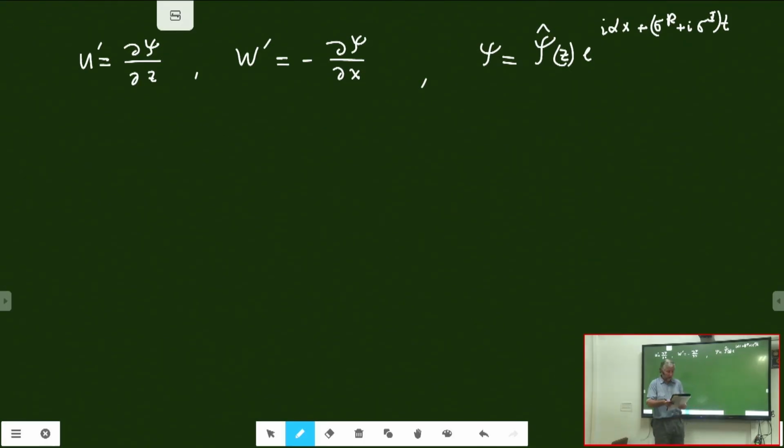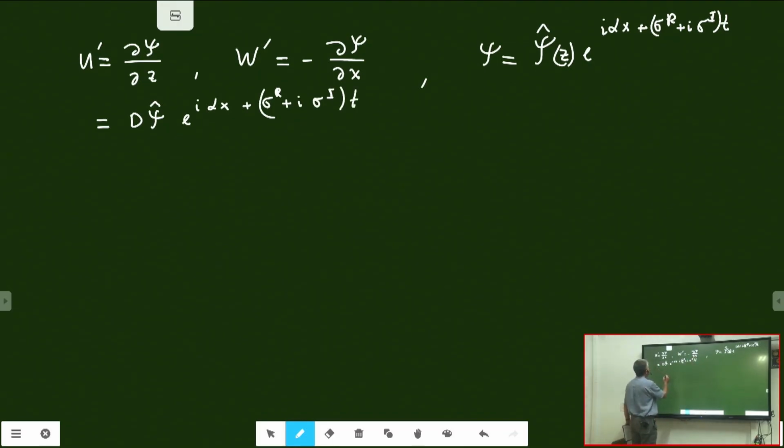Okay. So, in this case, we will be able to say that U prime is equal to, how is it written? You take that and you differentiate it with respect to z. So what you will get is d psi hat by dz multiplied by e to the power i alpha x plus sigma r plus i sigma i t. Agree?